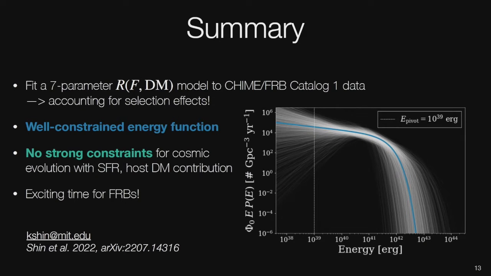So yeah, just to sum up, we fit a 7-parameter model, a joint rate distribution of fluence in DM. I just heard the timer go off. So I guess I'll leave my conclusions here, and this has recently been posted to the archive, so if you have any questions about some of the more nitty-gritty details, definitely check that out. Thank you.